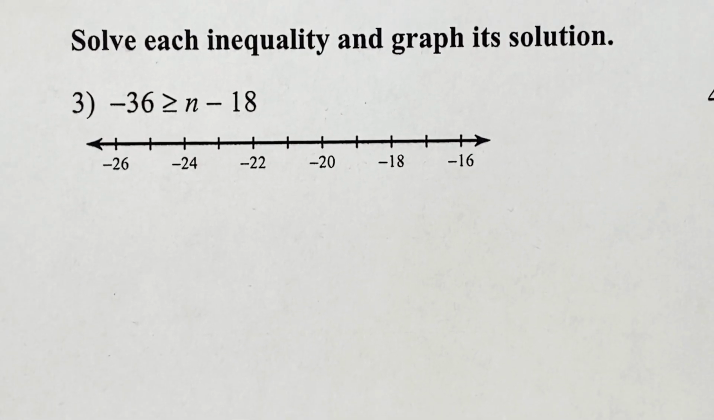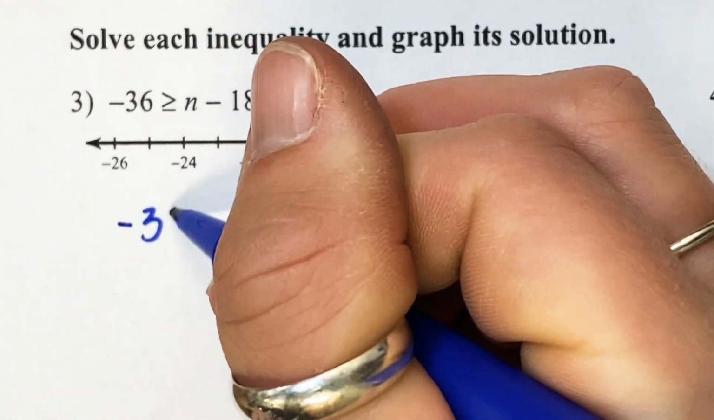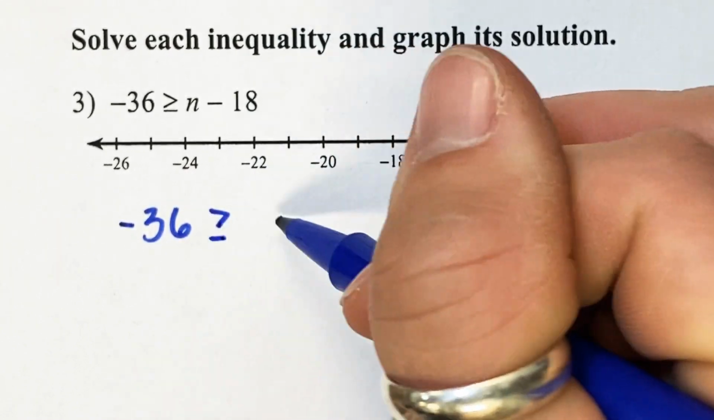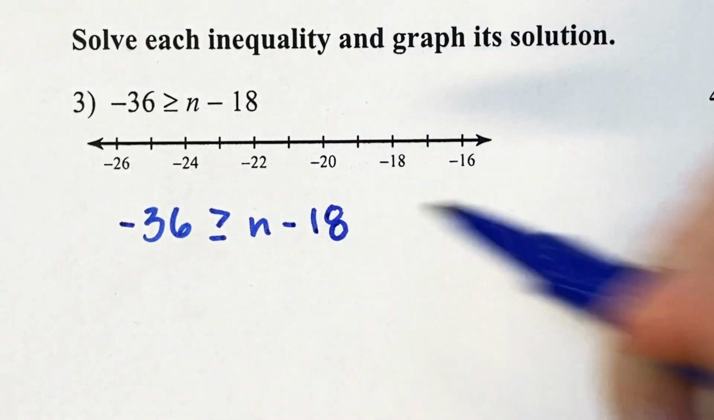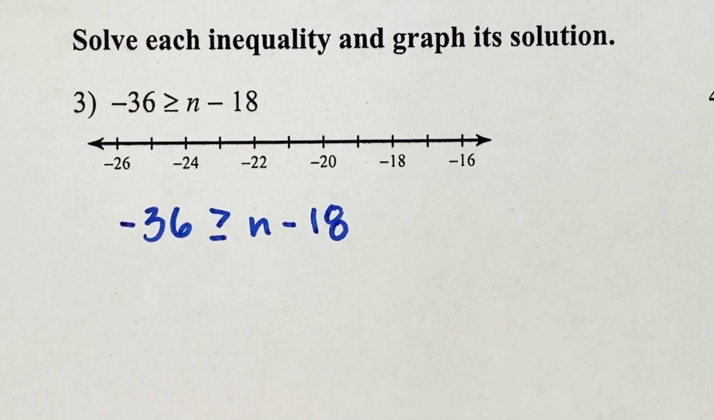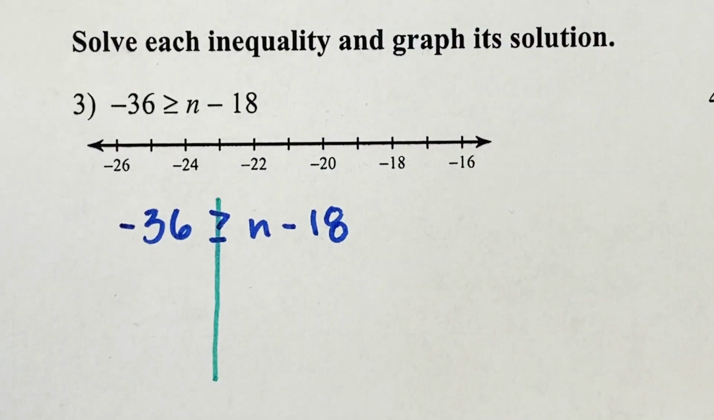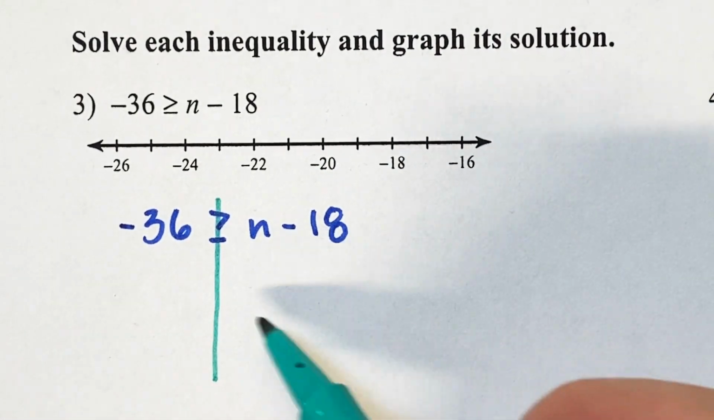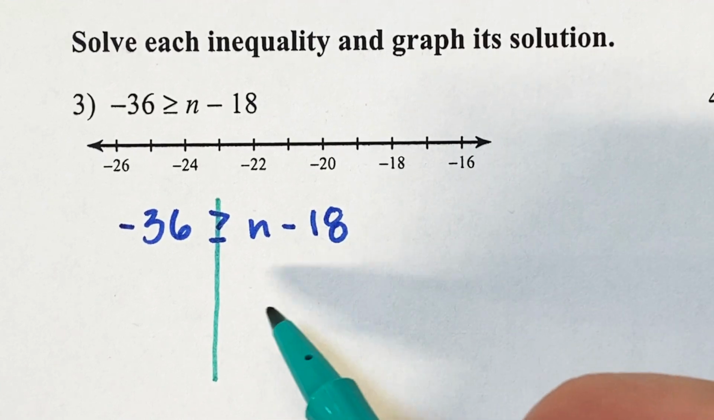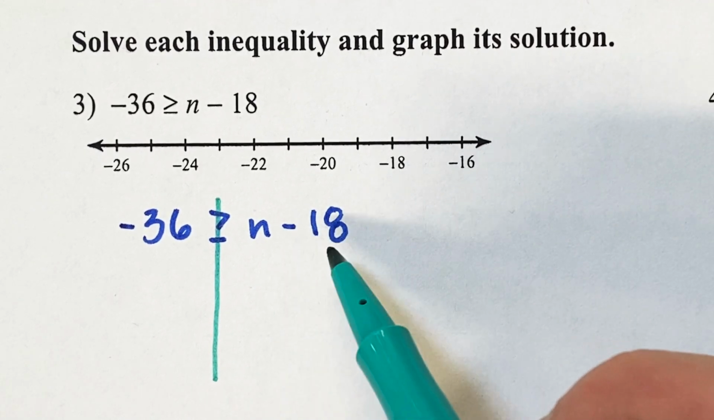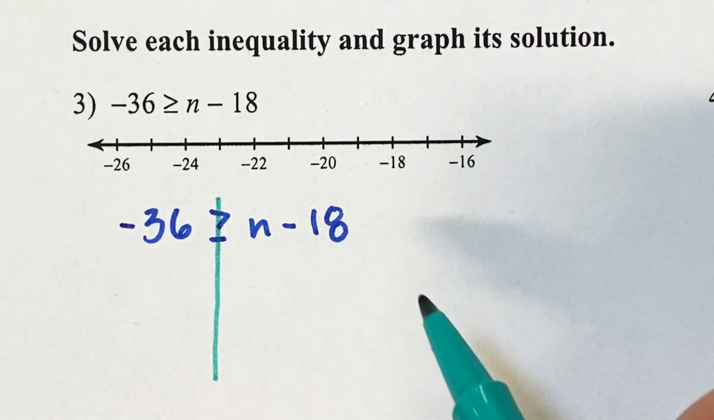Okay, so what I'm going to do is I'm going to rewrite it down here. -36 is greater than or equal to n minus 18. Okay, I'm going to rewrite it because we actually have to solve it. We need to get n all by itself. We're going to solve this just like we'd solve any other equation. Okay, so we can draw our line down our inequality sign. Okay, I need to get rid of whatever's attached or on the same side as my variable. Okay, I have this minus 18 on the same side as my variable.